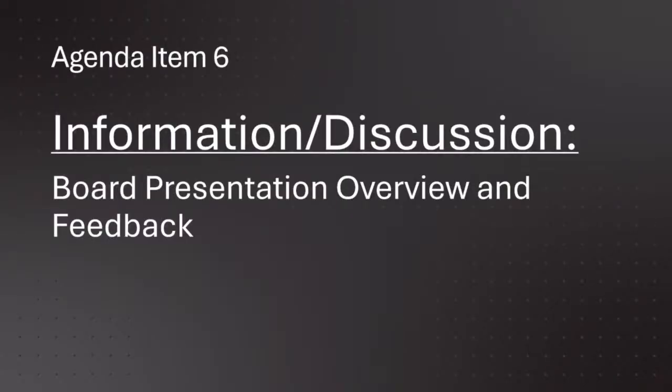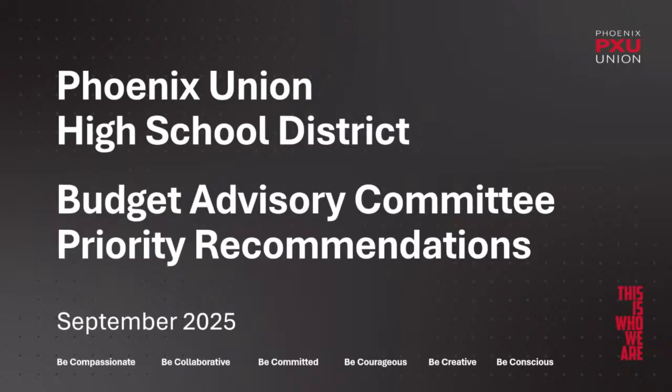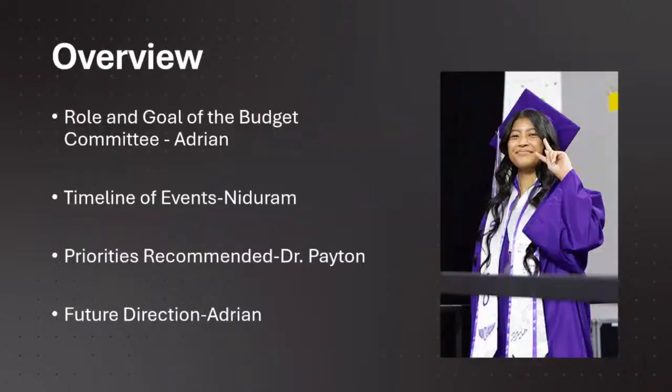Next on the agenda is action item number 6. It's the board presentation. During the committee meeting held on July 31st, there were 11 priorities that we had discussed and reviewed, resulting in the identification of 5 recommendations for the board. Next slide. An overview of the presentation will be shown above. The areas that the presentation will cover are role and goal of the Budget Committee, timeline of events, priorities recommended, and future direction.